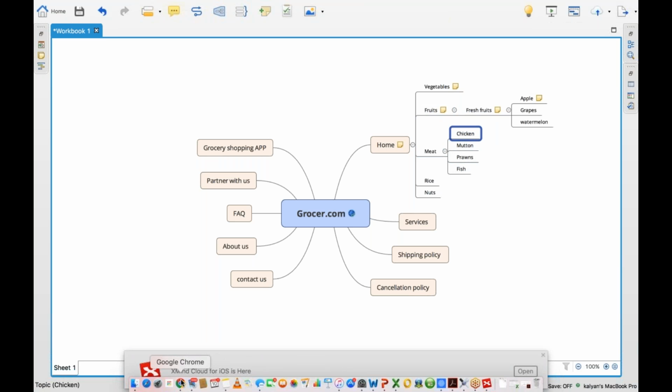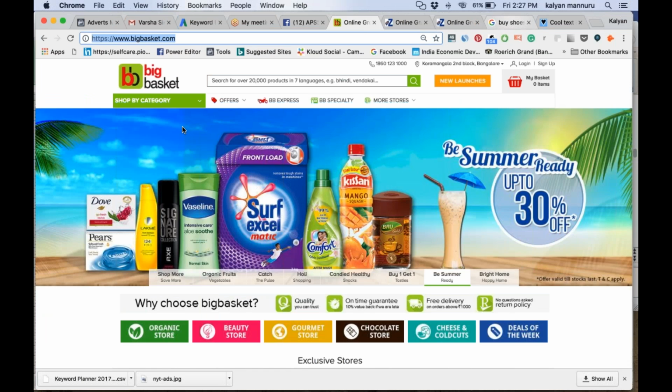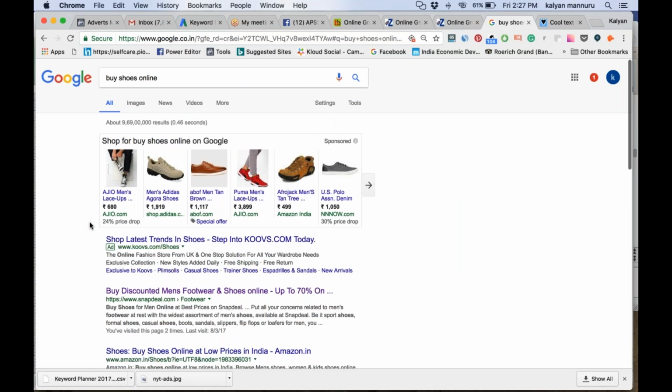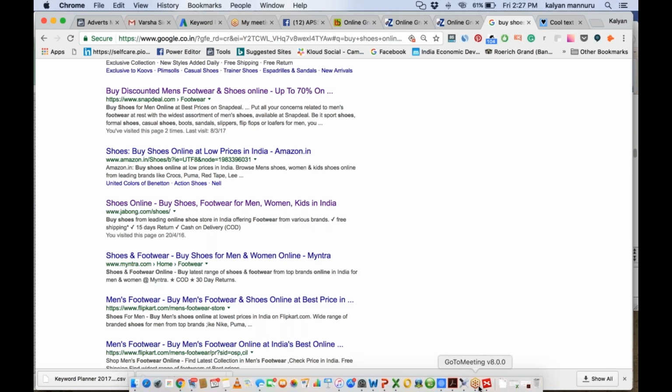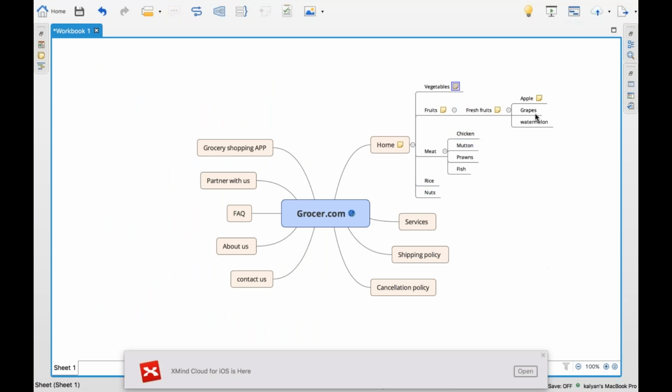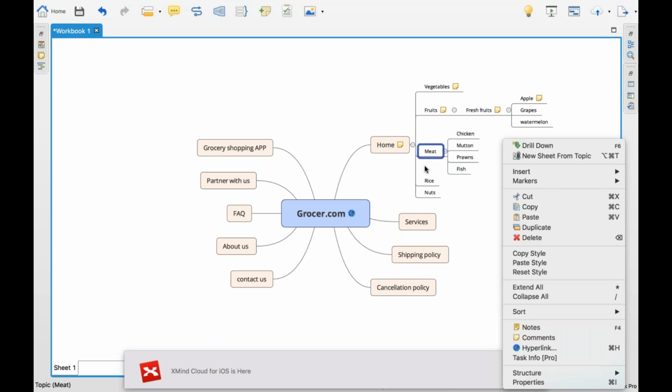Why? When a search query is made, the landing page should have those search terms. You should have a page for that keyword. Otherwise, you are not visible. You are not visible on search results. Hopefully, you understand by showing this simple example. Right? So you can go ahead and plan accordingly. For meat also you can write. For all the other objectives you can write.